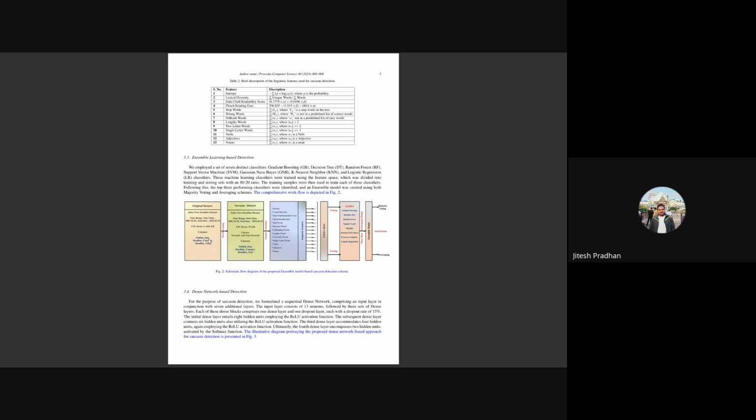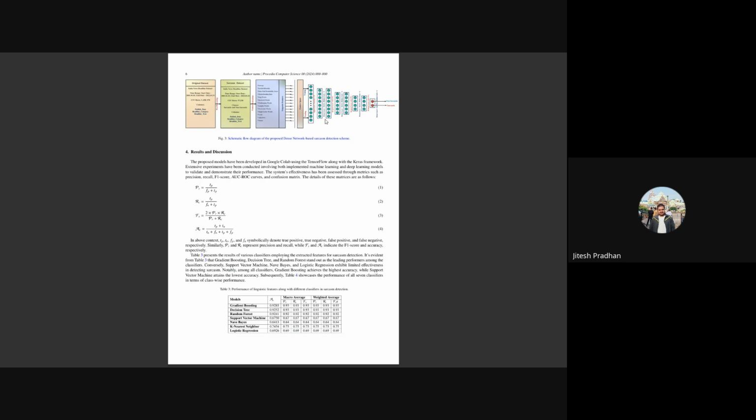Once these 13 features were extracted, we passed them into different classifiers like gradient boosting classifier, decision tree classifier, random forest classifier, support vector classifier, naive Bayes classifier, KNN classifier, and logistic regression classifier. Based on that, we selected the top performing models and did ensemble learning. We also fed all the features into a dense network, with 13 nodes in the input layer.